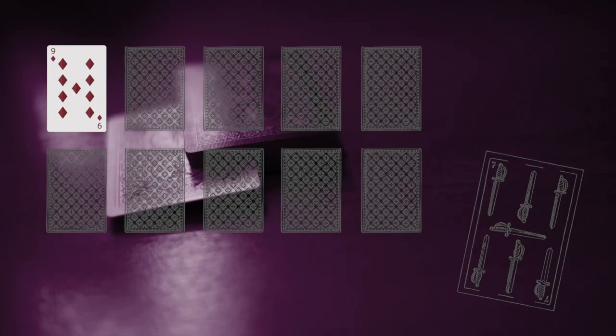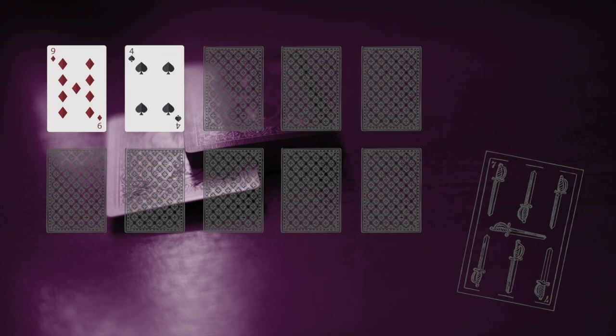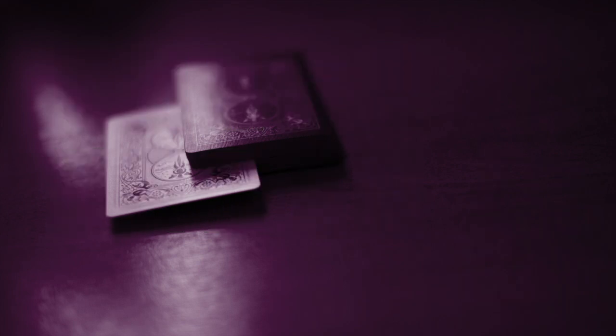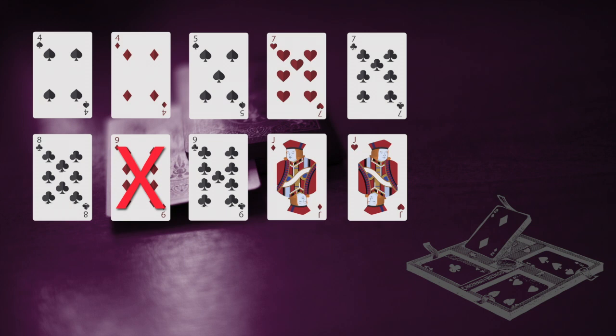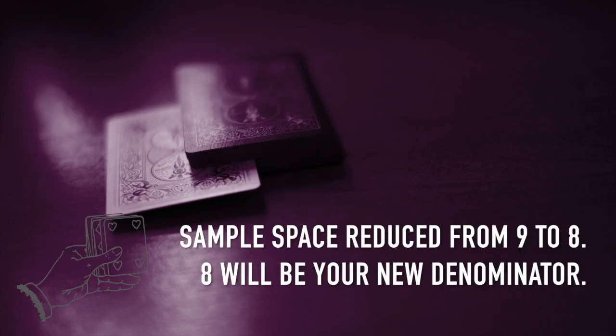All right, so let's flip over our second card. The second card that I flip over is going to be the 4 of spades. Let's take a moment and fill out our chart. Go to the top of your list where you have your 10 cards and mark out your 4 of spades. So that gives me now a sample space of 8 cards. That will be your new denominator for this row.